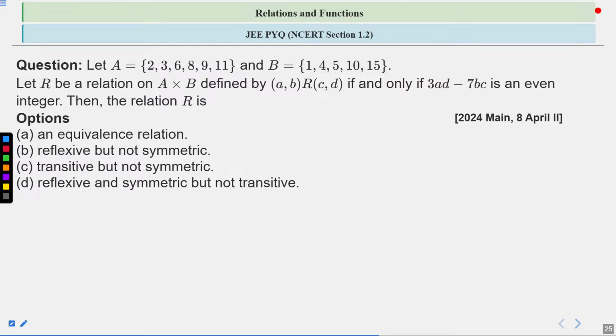Let set A be 2, 3, 6, 8, 9, 11 and set B be 1, 4, 5, 10, 15. Let R be a relation from A to B defined by (a,b) related to (c,d) if and only if 3ad minus 7bc is an even integer. Then the relation R is. Options are: an equivalence relation, reflexive but not symmetric, transitive but not symmetric, reflexive and symmetric but not transitive, right? So you have 10 seconds to solve or think about this question. After that, we will discuss the solution part.